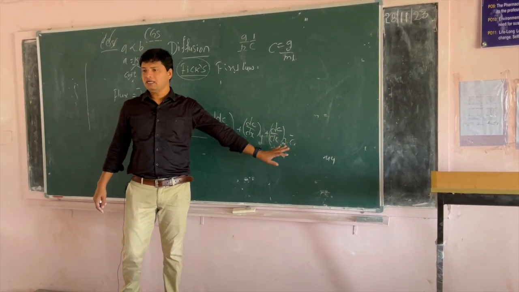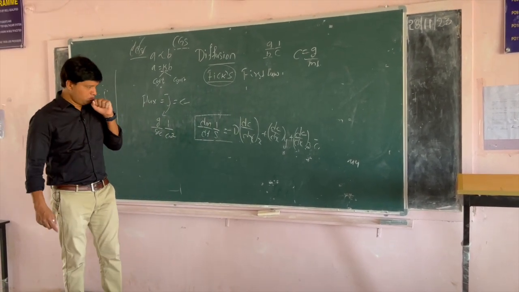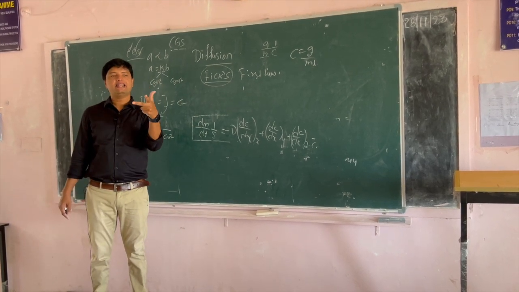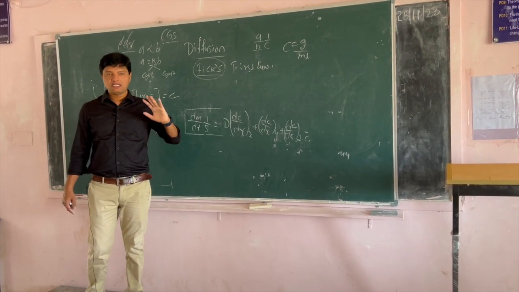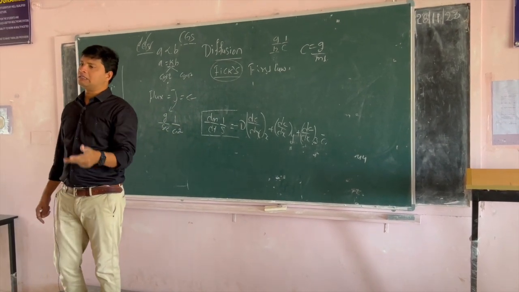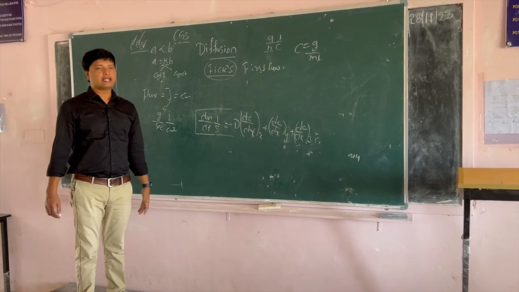So what is Fick's second law? dc by dx in the x axis, y axis and z axis. Fick's second law is diffusion in 3 directions. First law is 1 direction. If it is 3 directions, we say diffusion in 3 directions.